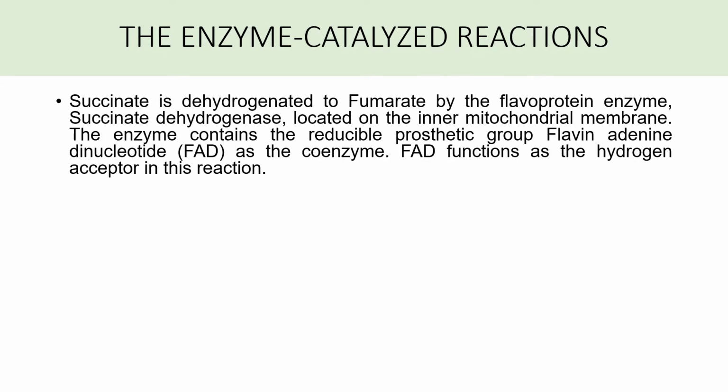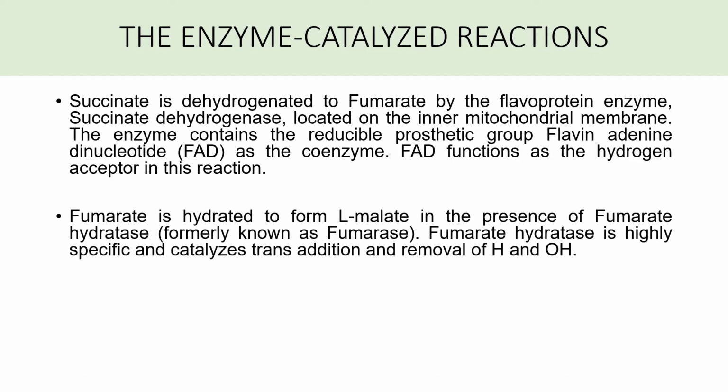Then succinate is dehydrogenated to fumarate by the flavoprotein enzyme succinate dehydrogenase, located on the inner mitochondrial membrane. The enzyme contains the reducible prosthetic group flavin adenine dinucleotide, or FAD, as the coenzyme. FAD functions as the hydrogen acceptor in this reaction.